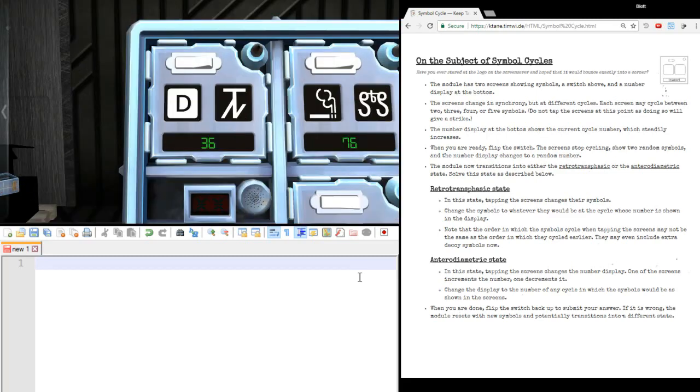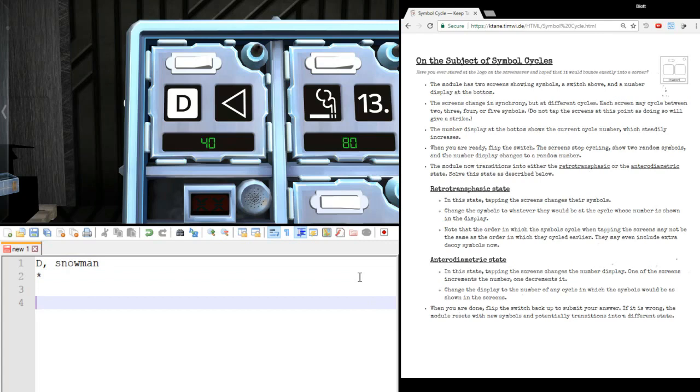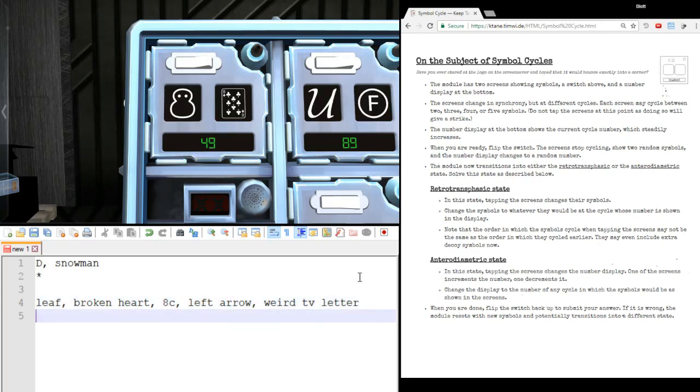Alright, left side we have D, snowman. We need an even number for our 0 state. That's going to be the D. Right side we have leaf, broken heart, 8 of clubs, left arrow, weird TV letter. Multiple of... is there 5? 1, 2, 3, 4, 5. Yeah, there's 5. So we need multiple of 5. 55 will work. That's going to be the left arrow.